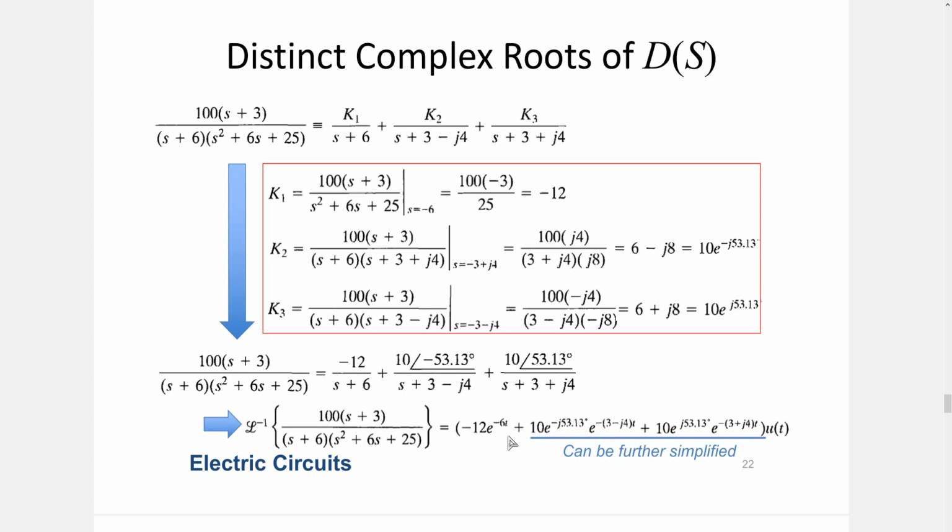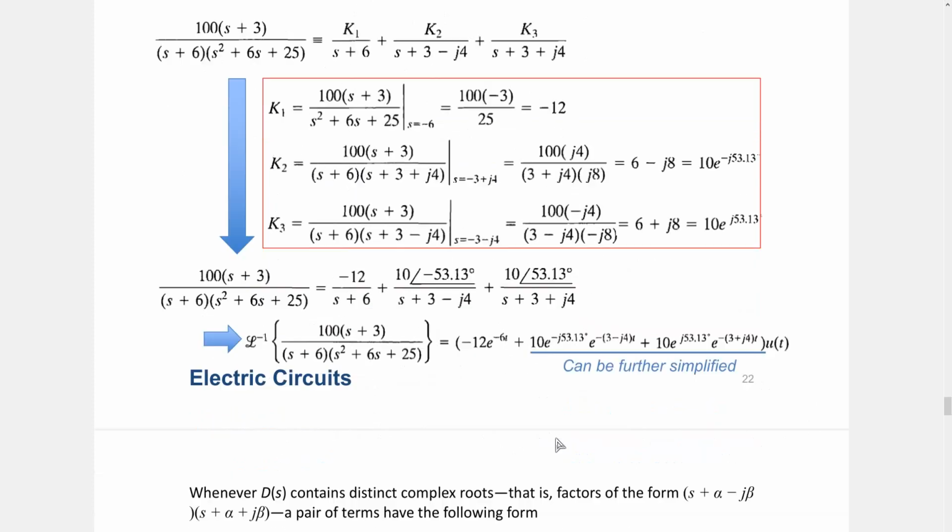minus 12 e to the minus 60 plus 10 e to the minus j 53.13 degrees times e to the minus 3 minus 4j times t, plus 10 times e to the j 53.13 degrees times e to the minus 3 plus j4 times t, times the unit step function u(t). And as you can see, using Euler's relationship, we can further simplify this term as well.